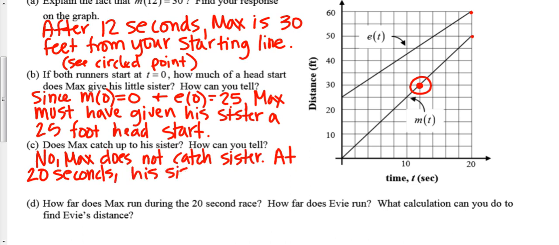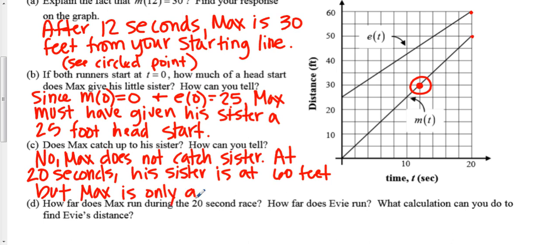His sister is at 60 feet, but Max is only at 50 feet. So, again, when we are explaining, we are going to include both the x values and the y values. So again, my x value is 20 seconds, and my two y values are 60 and 50 feet.